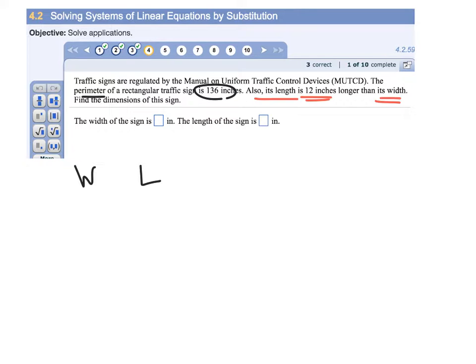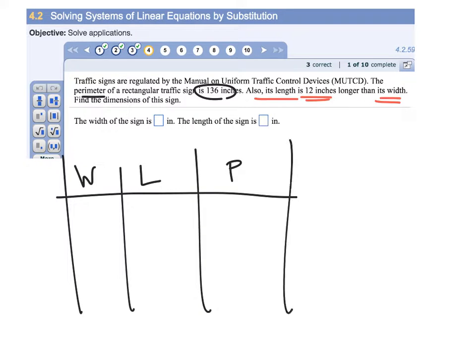So we know that we want the perimeter. All right, so I'm just kind of setting it up. If our width is 5 inches, I'm just making a total guess, what does the length have to be? Well, it says the length is 12 inches longer than the width. So if the width is 5, you have to add 12, you get 17.